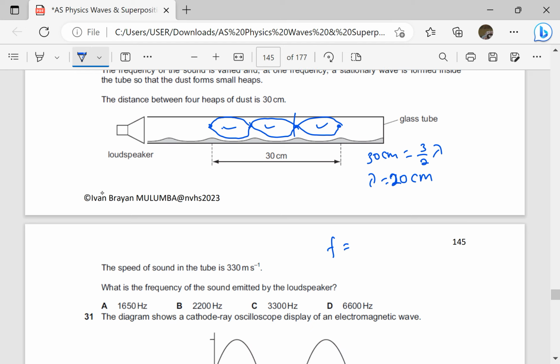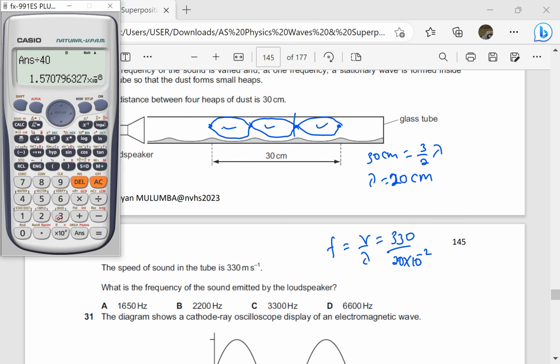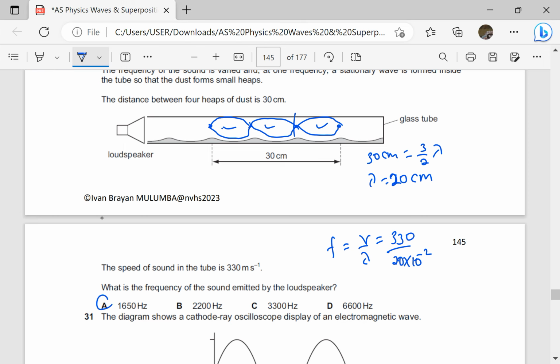So frequency is going to be V over lambda, where V is 330 divided by lambda, which is 20 times 10 power negative 2. So that is 330 divided by 20 exponent negative 2. That is 1650, which gives us the answer as A.